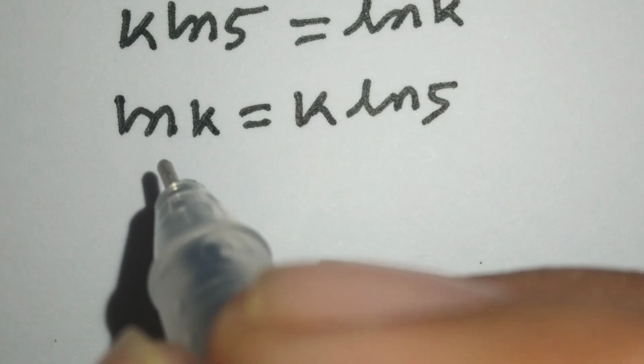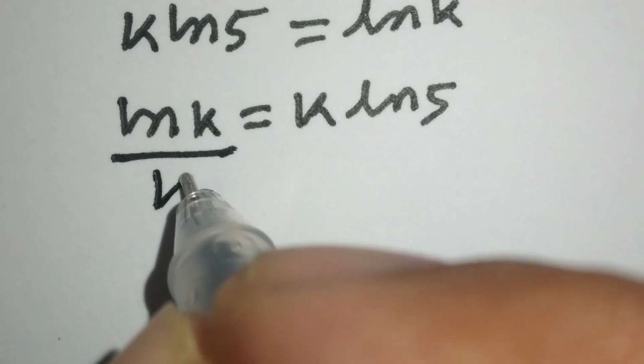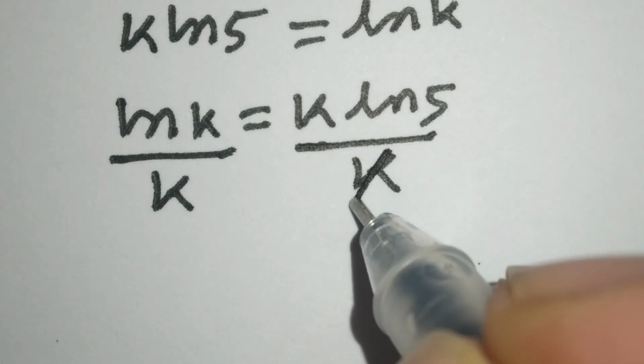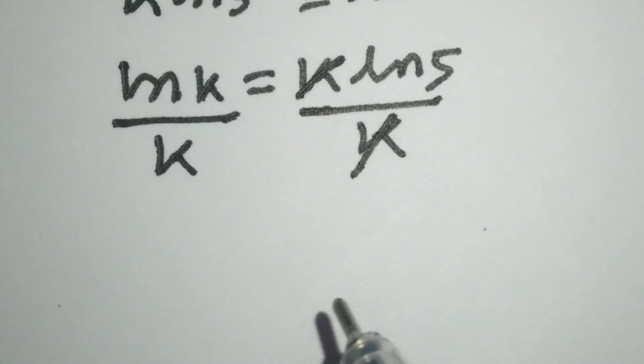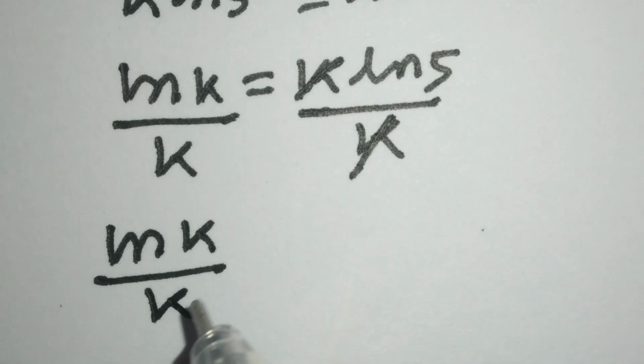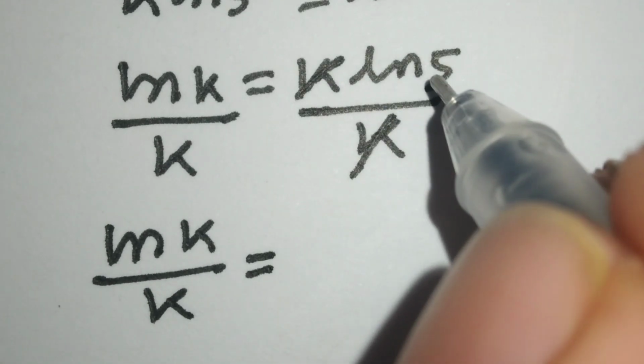Now we will divide both sides by k. This k and this k cancel out. Here remains ln k divided by k equal to ln 5.